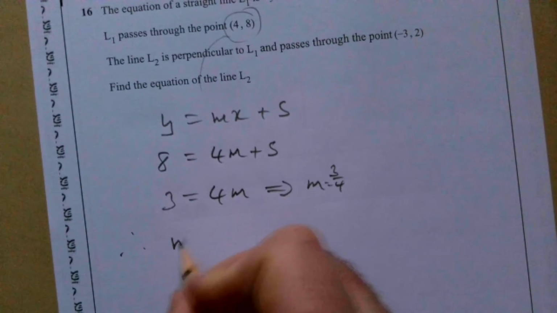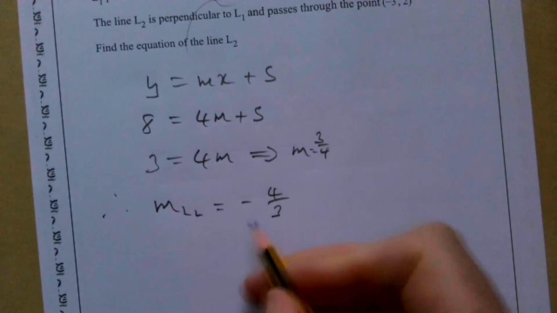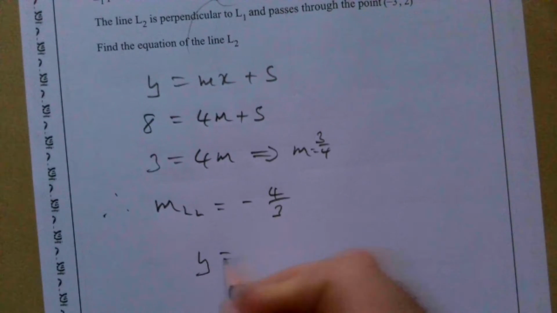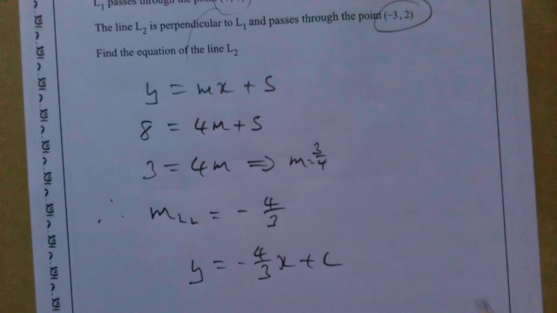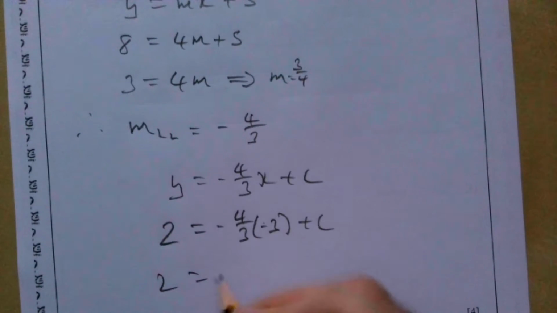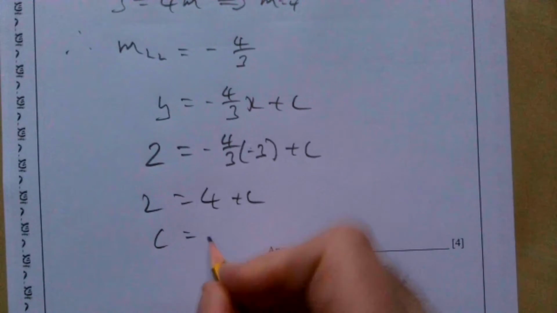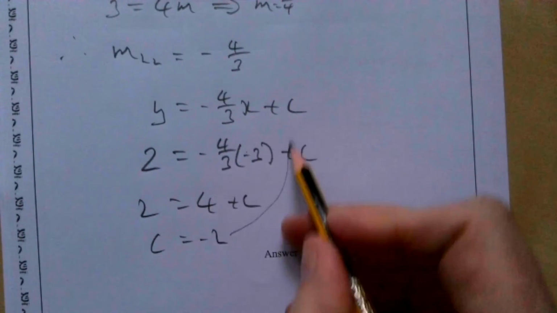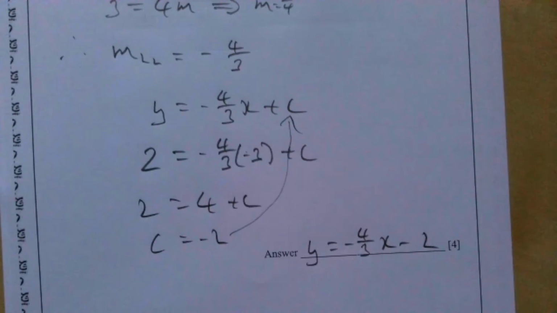Therefore the gradient of L2 is going to be minus 4 over 3, because it's perpendicular, so it's going to be the negative reciprocal. So we then have y equals minus 4 over 3x plus c, and we know that passes through the point minus 3, 2. 2 equals minus 4 over 3 times minus 3 plus c. If you want, you can just stick this into your calculator, but the 3's just cancel out, so you have 4 plus c, and then that gives me my c is minus 2. So subbing my minus 2 back into this, I get y equals minus 4 over 3x minus 2.